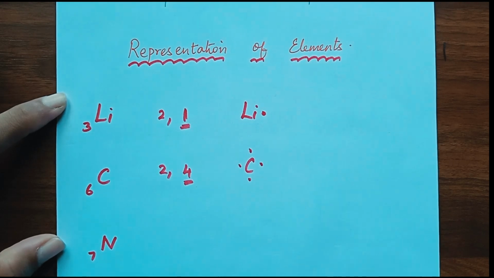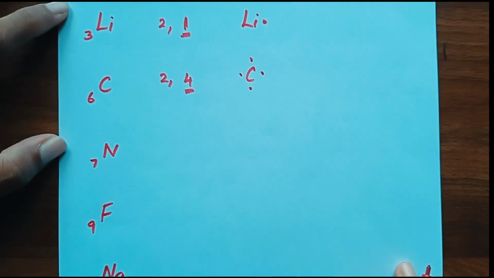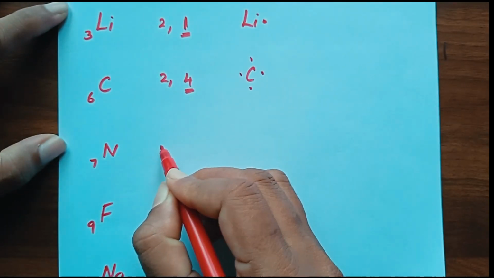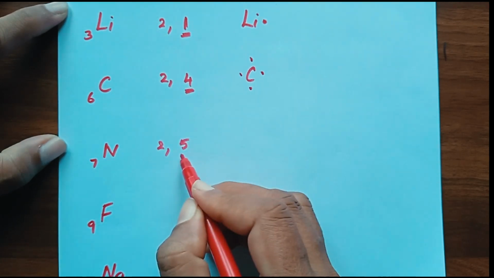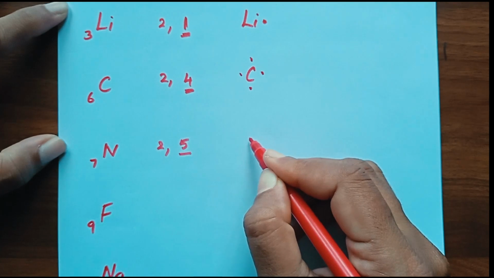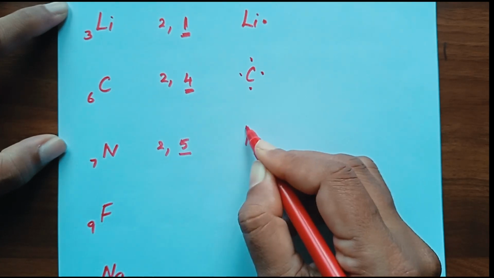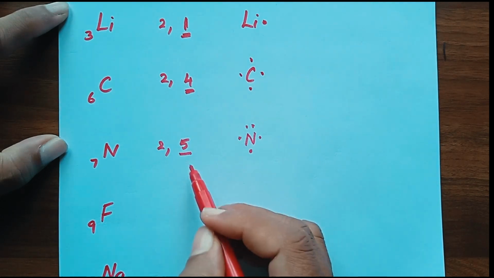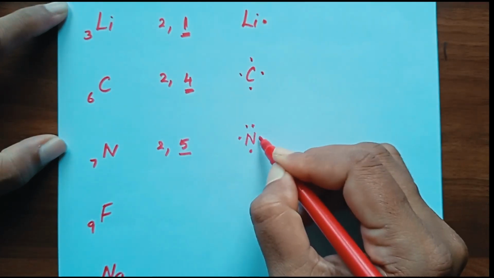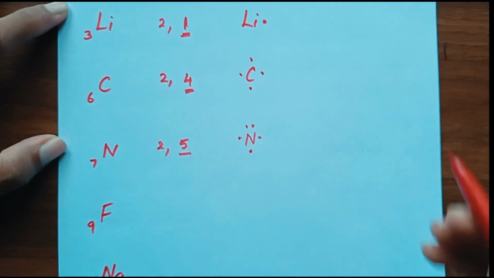Okay. Next we see nitrogen. For nitrogen, the electronic configuration is 2, 5. So the valence electrons are 5. So we can represent nitrogen like this, 1, 2, 3, 4 and 5. The 5 valence electrons we have to represent using dots.